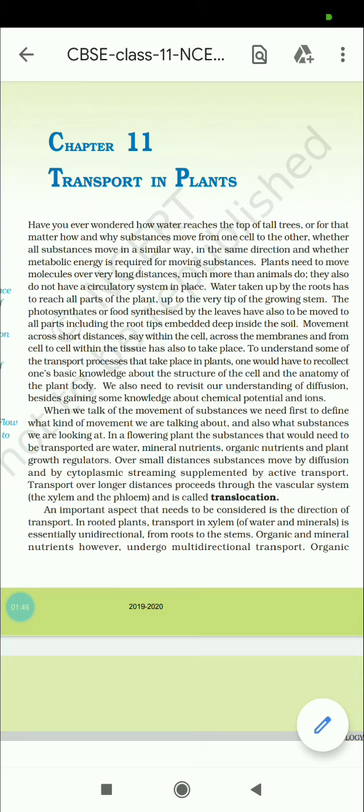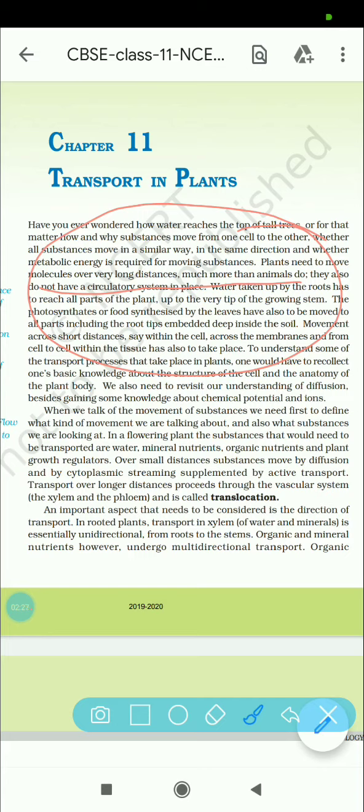So we'll start with this chapter, that is transport in plants. Today we'll cover the first part of the chapter. Now, as you know, plants need to move substances over very large distances, and they have a huge body structure as compared to animals. Plants do not have any circulatory system, so they have roots, which absorb the water and minerals, and then it reaches the other parts of the plant body.